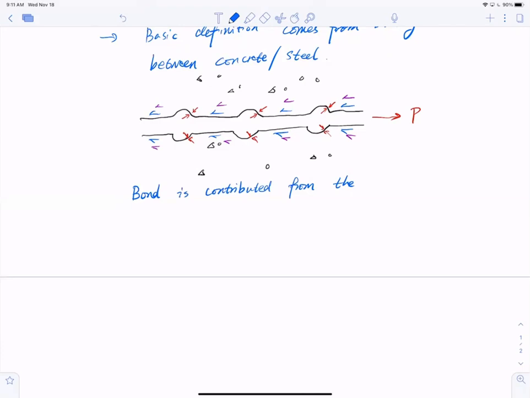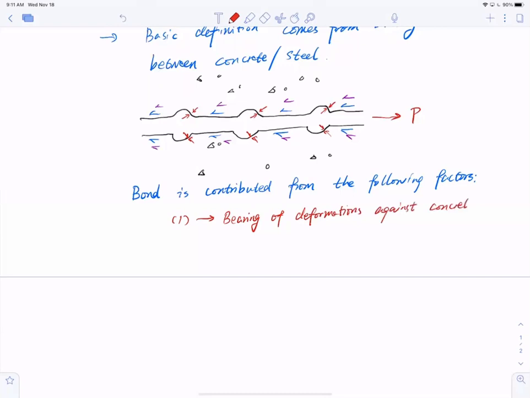So the bond is contributed from the following factors. We talk about this one, take a different color. So one is bearing of deformations of the bar. Deformation means the ribs on the bars bearing against the concrete, okay?